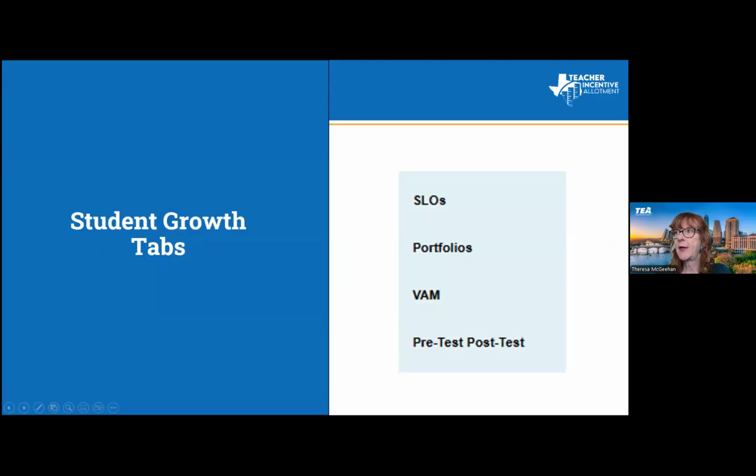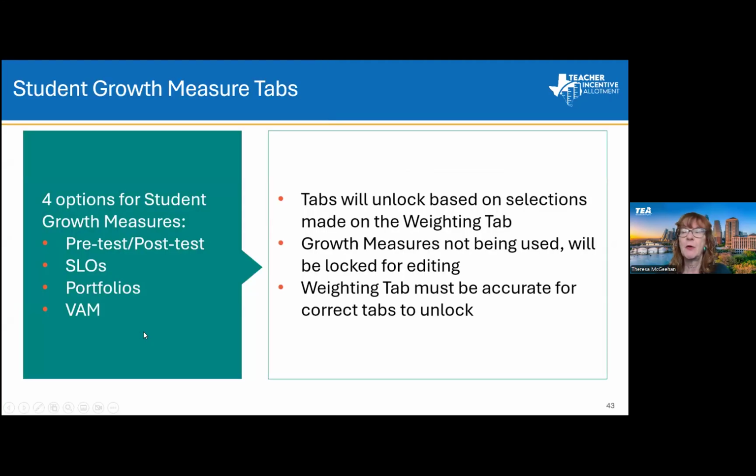There are also the student growth tabs. Again, you'll only have to complete the ones that you're actually changing. If you're not changing any of them, you don't have to complete them. They will be locked, and what controls whether it's locked or not is that expansion modification tab. You do have four options for student growth measures: pretest, post-test, SLOs, portfolios, or VAM. And it will be unlocked based on the eligible expansion modification tab.